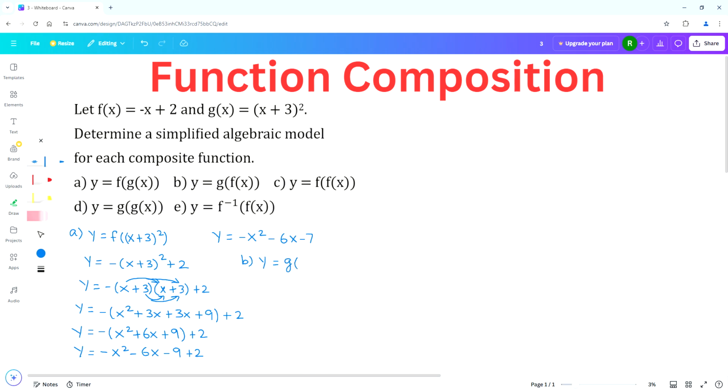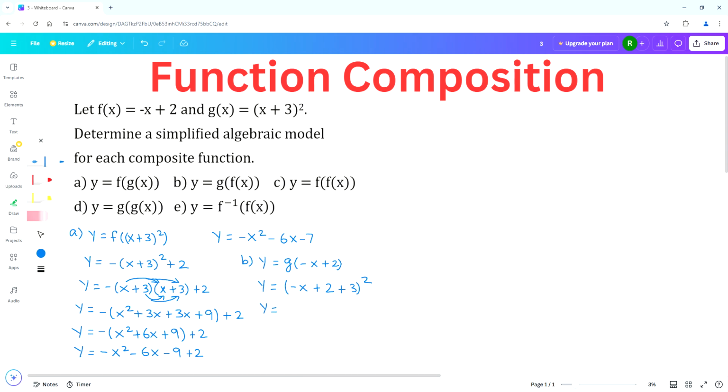The first step is to replace f(x) with the given function -x + 2. Now we have to find g(-x + 2). We are given that g(x) is equal to (x + 3)². So g(-x + 2) will be equal to (-x + 2 + 3)². We replace x in the parentheses with -x + 2. This is a very important concept we need to understand to solve this type of problem.